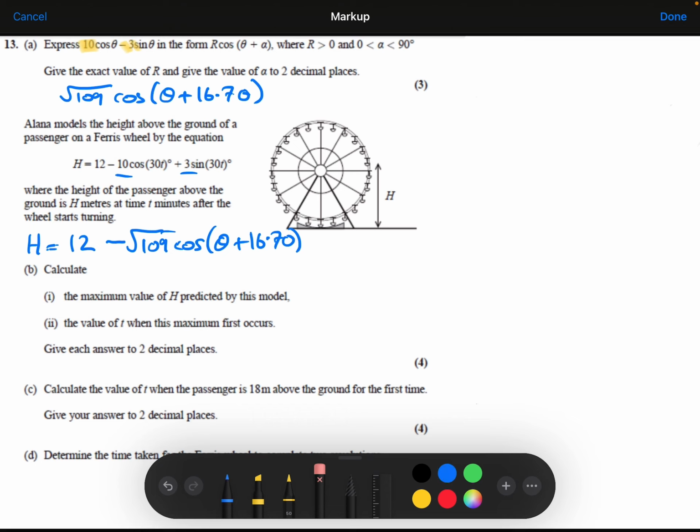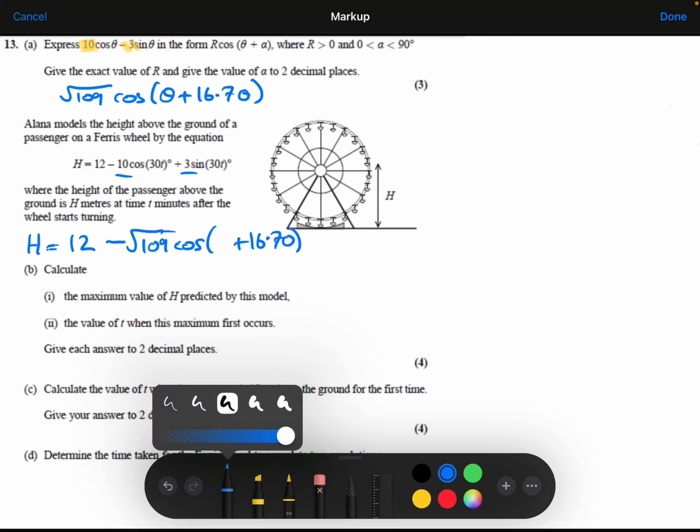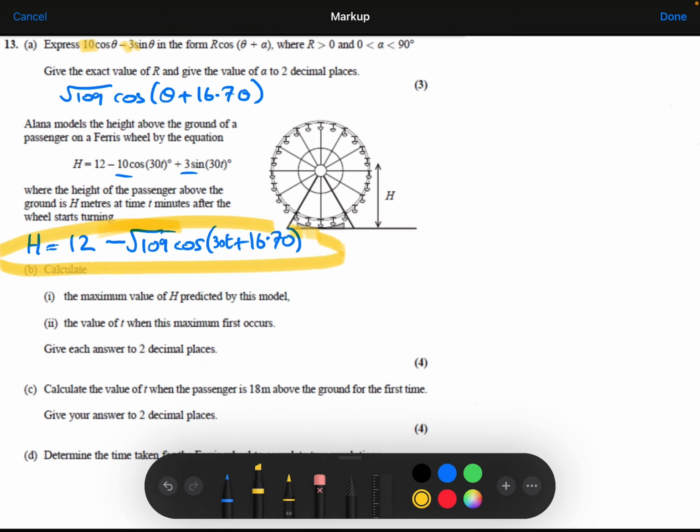And the other change I need to make is that I need a 30t instead of a theta. This is now exactly the same as this. If I expand out this, I get this. So this is just as good for answering the rest of these questions, and better in some cases.